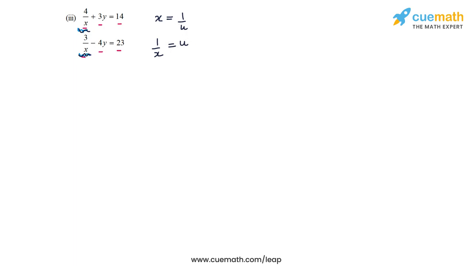So let's do that. So the first equation will become 4 by x or 4u plus 3y. So we don't need to substitute anything for y because the terms in y are linear. So we have 4u plus 3y equal to 14. And the second equation becomes 3 by x or 3u minus 4y equal to 23. So these are the two equations, and these are a pair of linear equations in u and y. So let's solve this pair of equations using substitution.